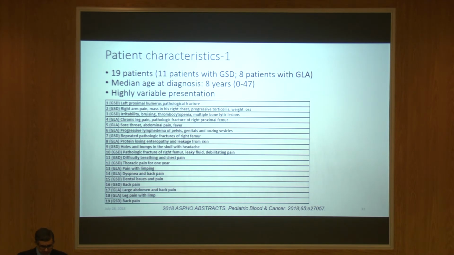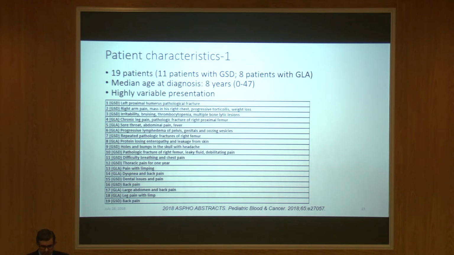So the 5 centers had 19 patients that we could include. 11 patients had GSD and 8 patients had GLA. The median age at diagnosis was 8 years, although there was a significant range from a neonate all the way to a 47-year-old adult. And the presentation, as often reported, was highly variable.